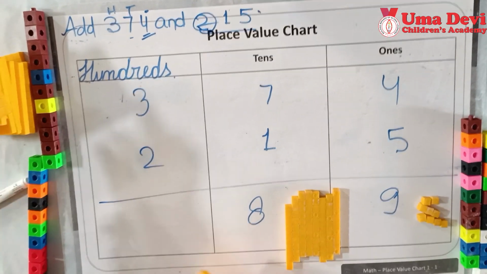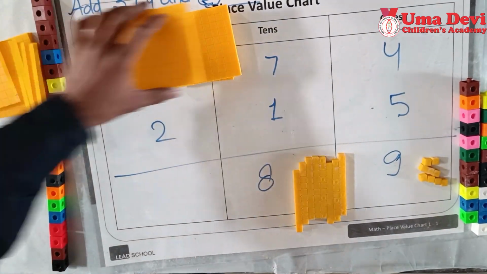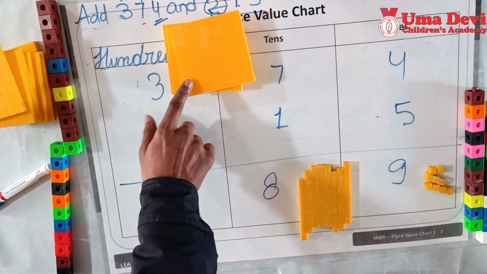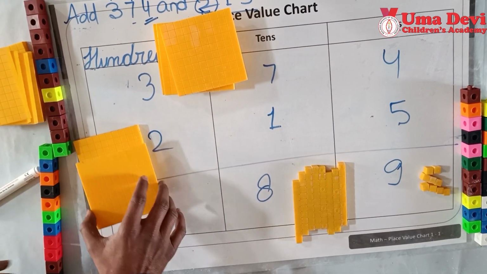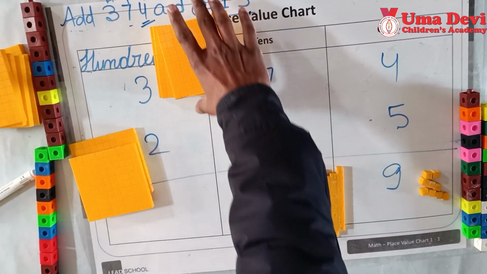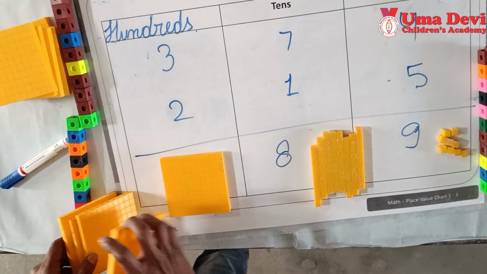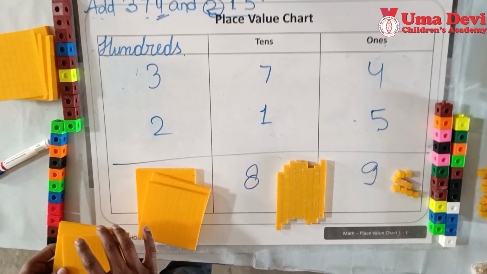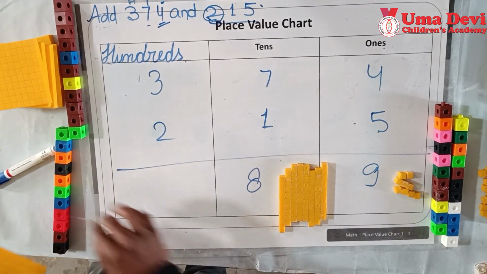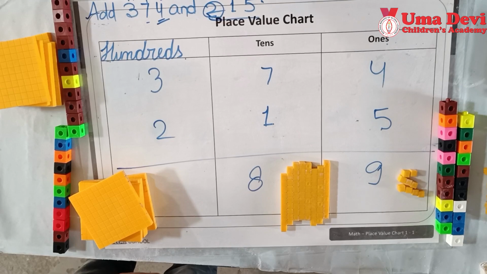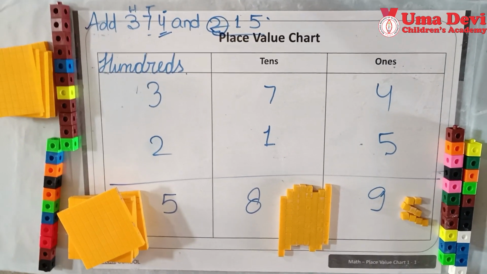So for this I am taking here 300 blocks. 1, 2, 3. These 300 blocks are for this 3, and for this 2 I am taking here 200 blocks. As we have to add these, we will put all these blocks together, and now we will count it. 1, 2, 3, 4 and 5 means 500. Means 5 will come in this 100. So now look at this. This is 500. Like this we will solve these questions.